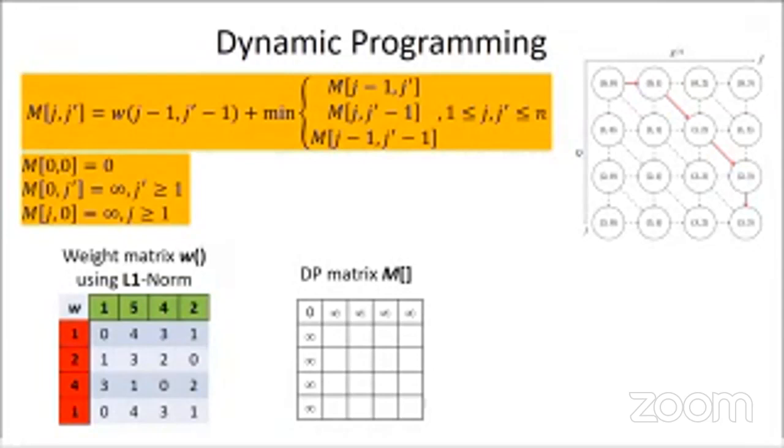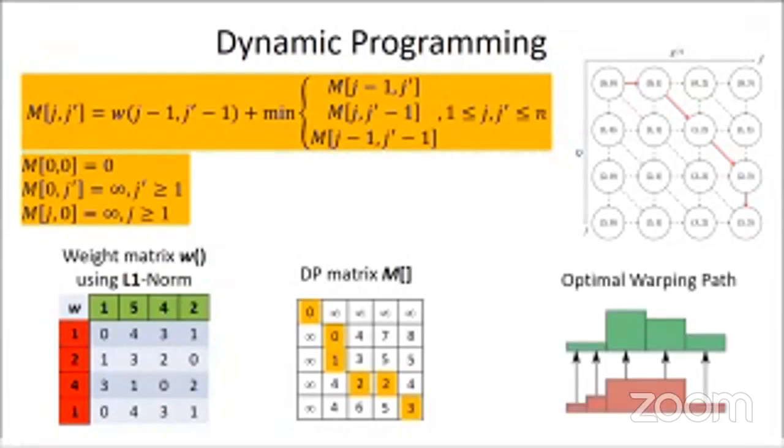And here I also have an example of this computation. Initially the first row and the first column are initialized with infinity, except for the upper left value, which is 0 initially, and then the cost of the optimal warping path is stored in the lower right value. And the warping path itself can be reconstructed by a traceback procedure.